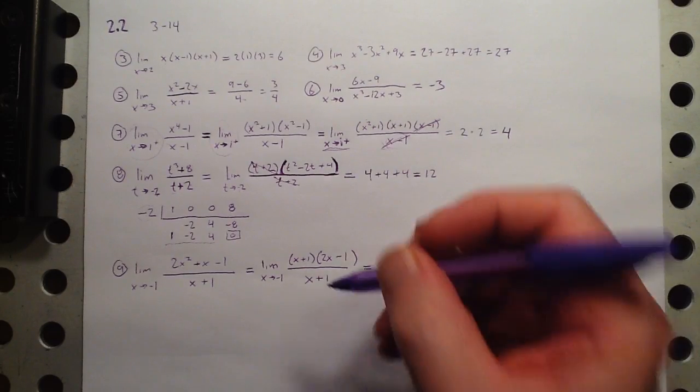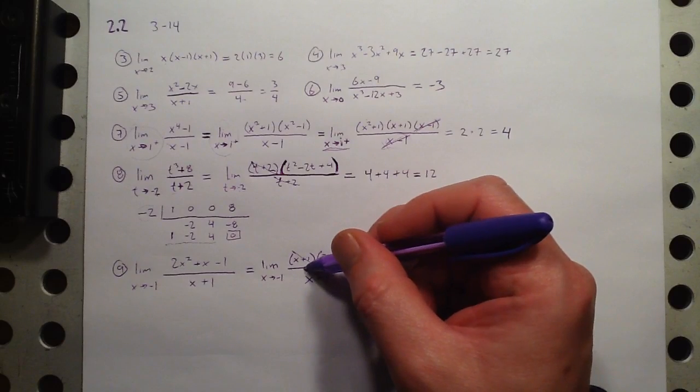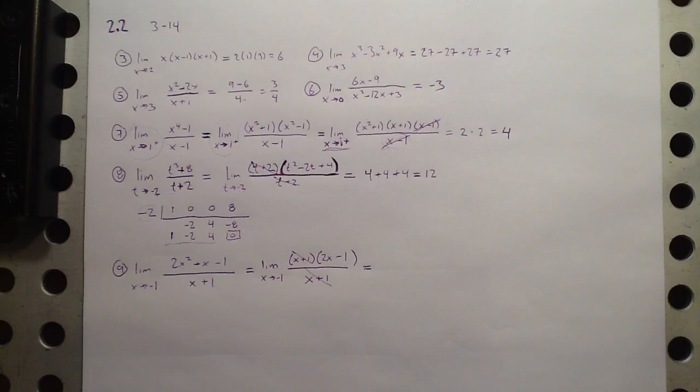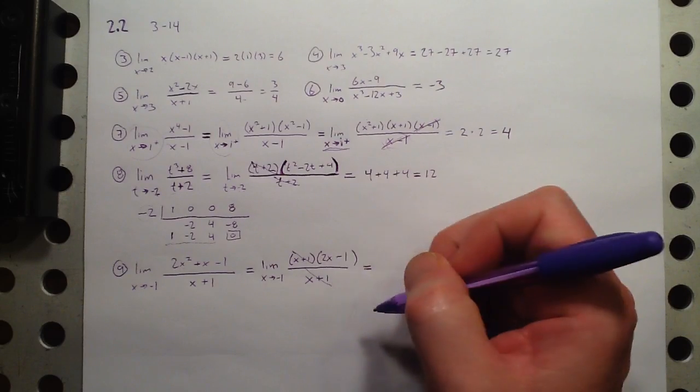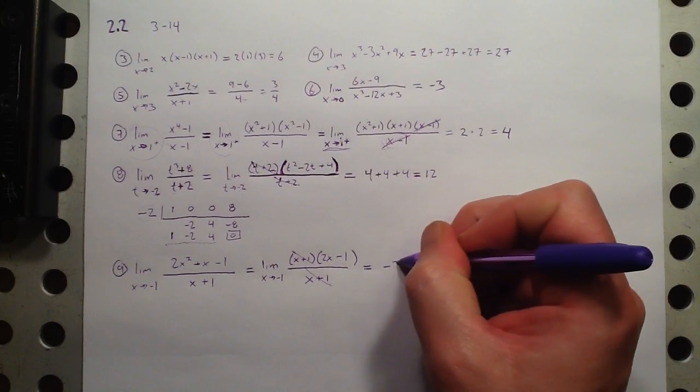All right, so there's my problem, my 0 over 0, and cancel that out. And now I can plug the negative 1 in. So 2 times negative 1 is negative 2, minus 1 is negative 3.